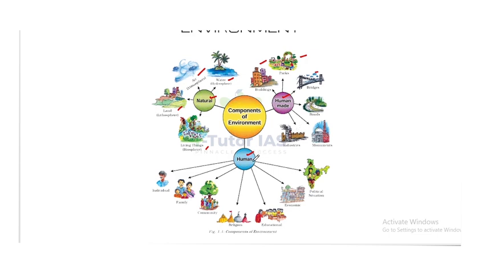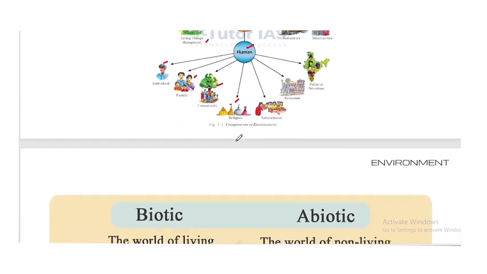And the last one is human. It consists of individual, family, community, religion, etc. So there are three components of environment. The first one is natural, the second one is human-made, and the final one is human.